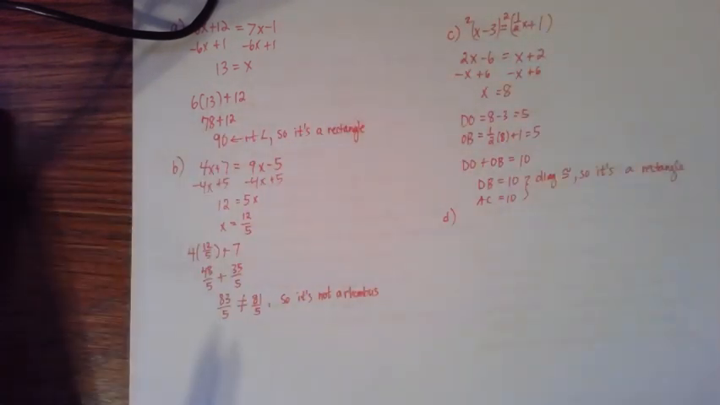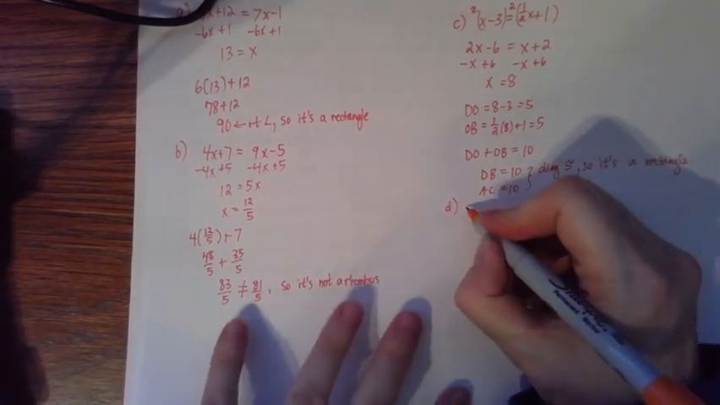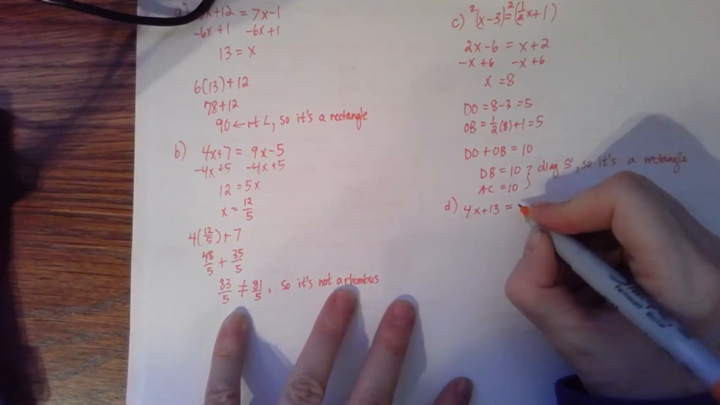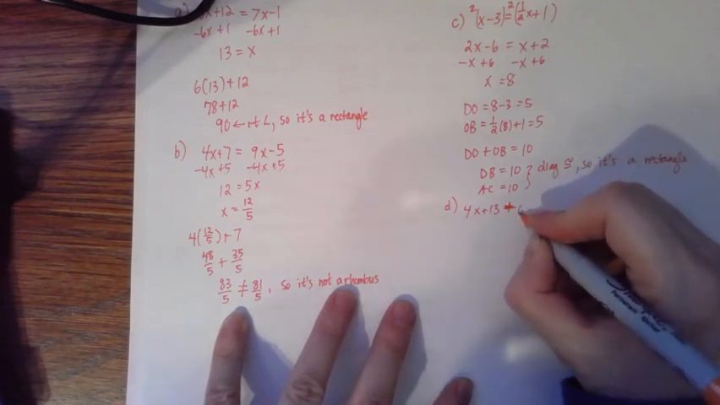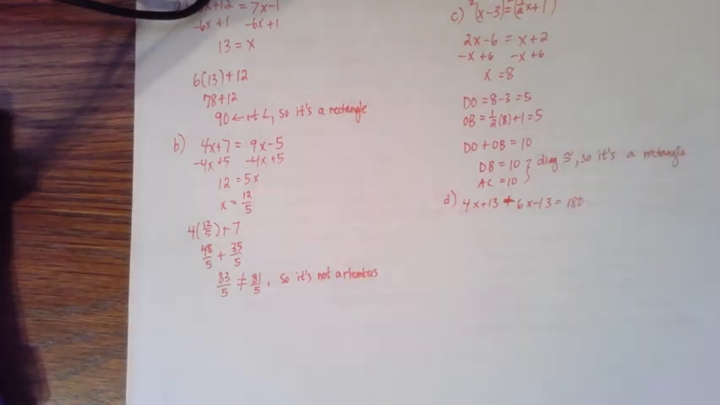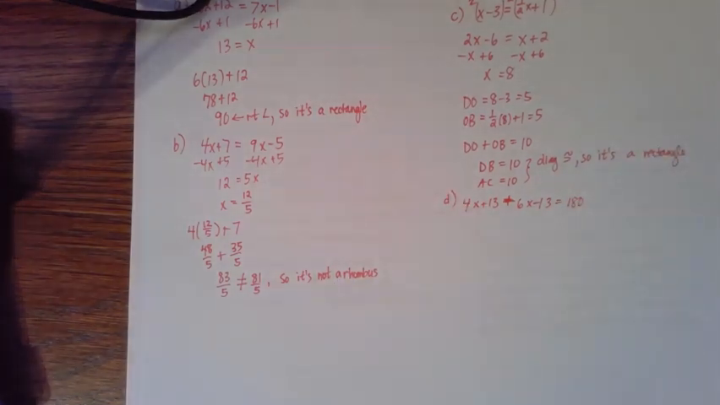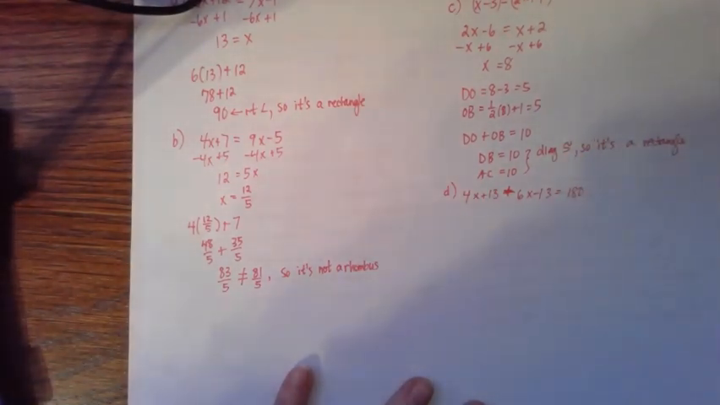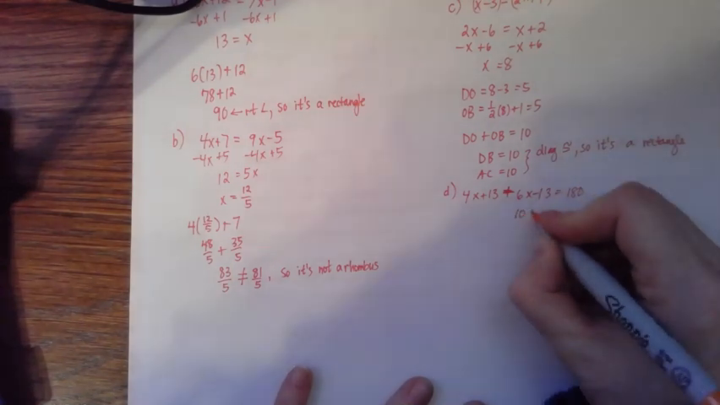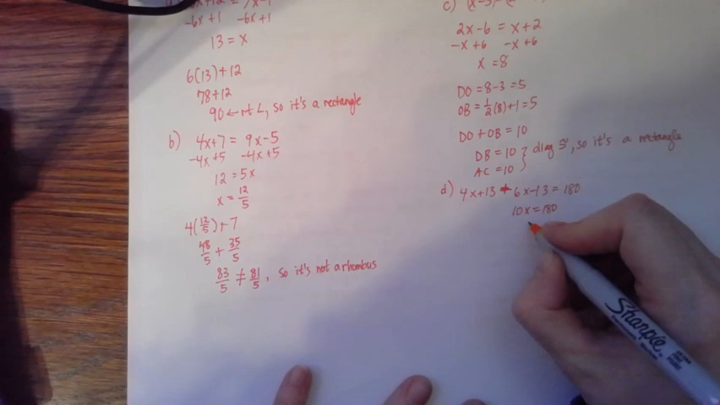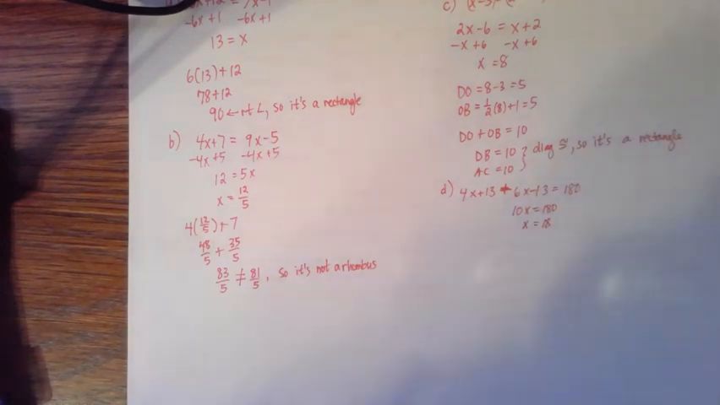So the equation that I have to start out with here is 4x plus 13 plus 6x minus 13 equals 180. Okay, they're a linear pair, they're supplementary. When you add them up, you're going to get 180. Okay, so 13 minus 13 is 0. Those go away, so I'll end up with 10x equals 180. Dividing both sides by 10, I'll get x equals 18.